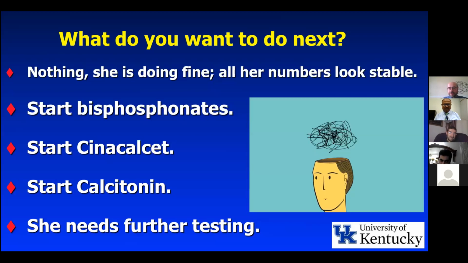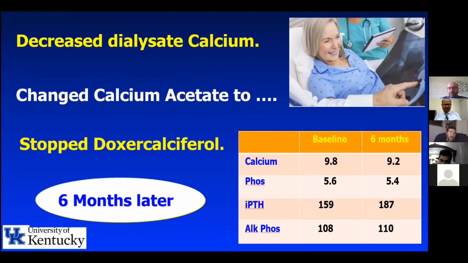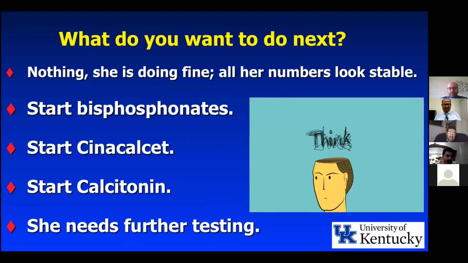Her PTH to start with is not too high. As we discussed here, her PTH was 159 six months ago, and now it's 187, still on the lower side, especially when you look at the ALK phos, still on the lower side as well.